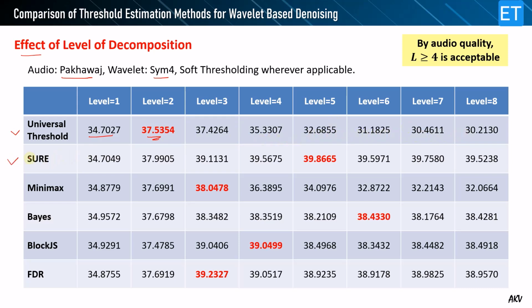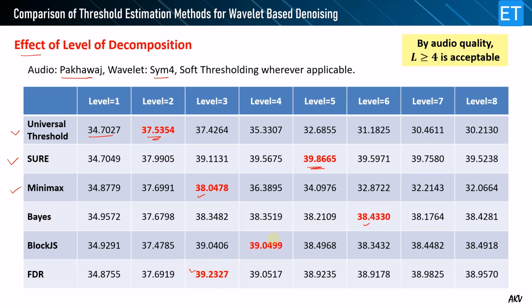Next is the SURE method. Here at level 5, I'm getting the highest. Initially it is also low, but when you increase the level of decomposition, it goes up to 39, and it is almost around 39. For minimax, I'm getting the highest at level 3. For Bayes, I'm getting it at level 6. For BlockJS, level 4, and FDR level 3.